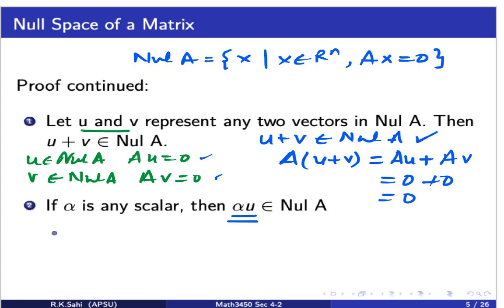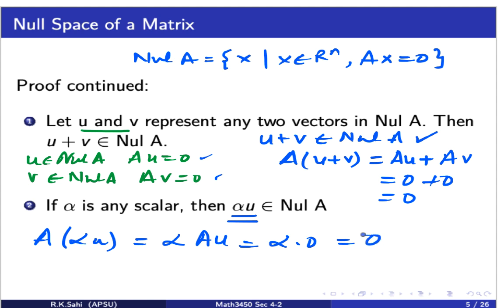So if it is in the null space, what do we say? Take the matrix A, multiply it to the vector alpha U. Once again, the matrix property says as alpha is a scalar, you can take that out. A times U, because U is a vector in null space of A, it is alpha times 0, it is 0. Therefore, alpha U is in null space of A.